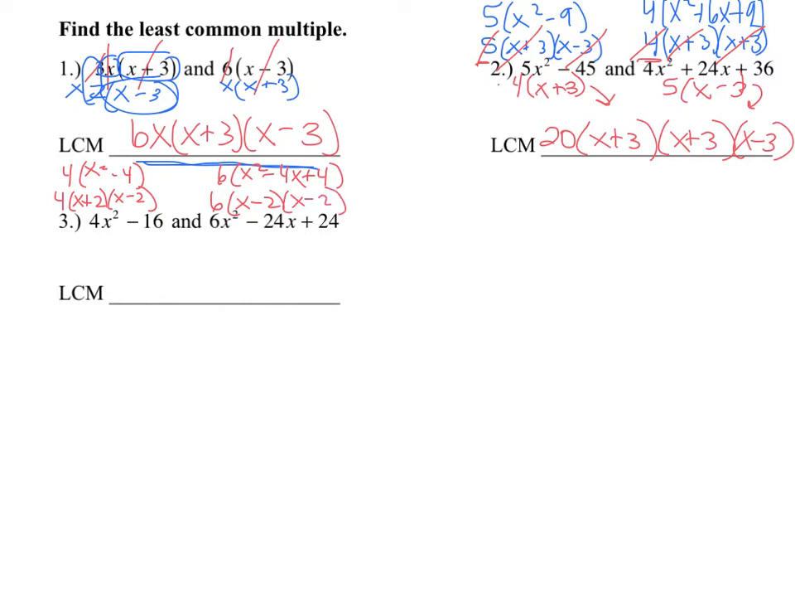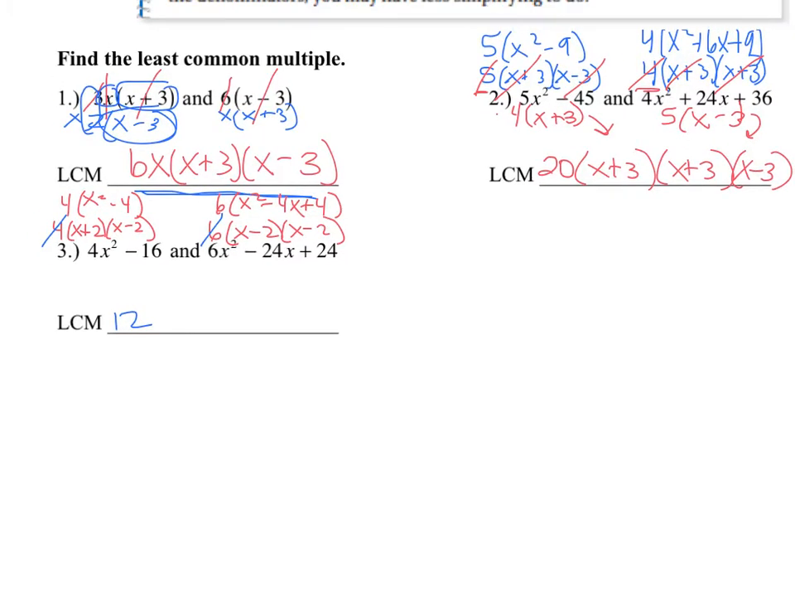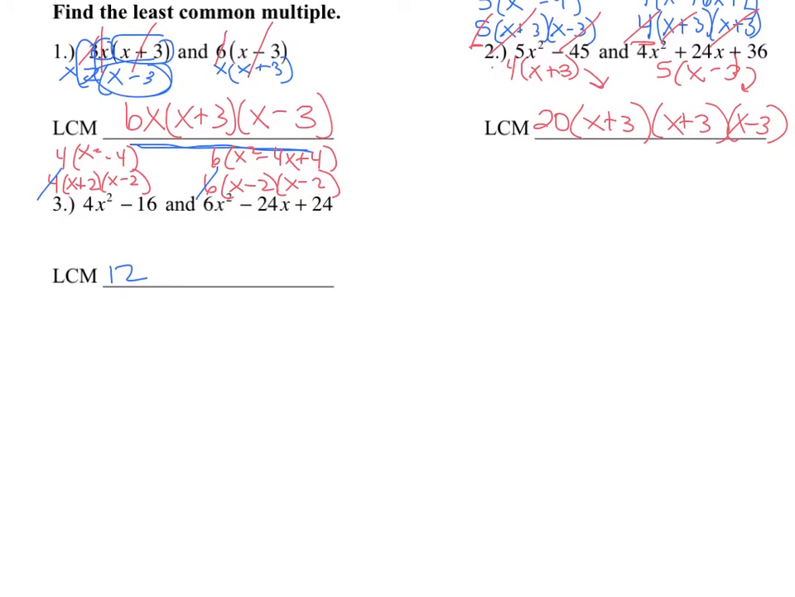So the least common multiple of 4 and 6 is 12, because 4 times 3 is 12 and 6 times 2 is 12. They both have an x minus 2. And I need a second x minus 2 for the second expression. And I need an x plus 2 for the first expression. So there's our least common multiple.